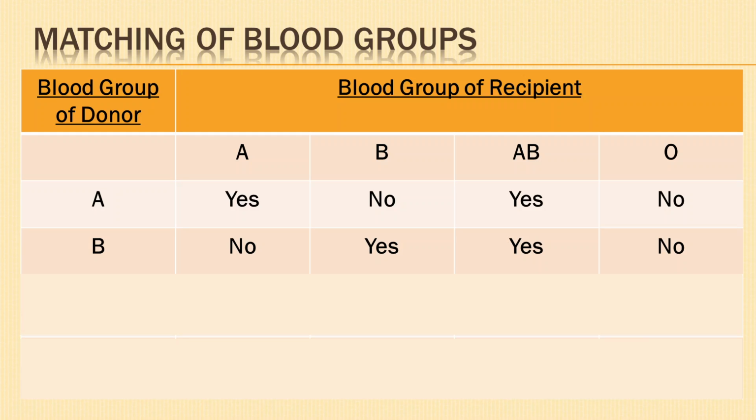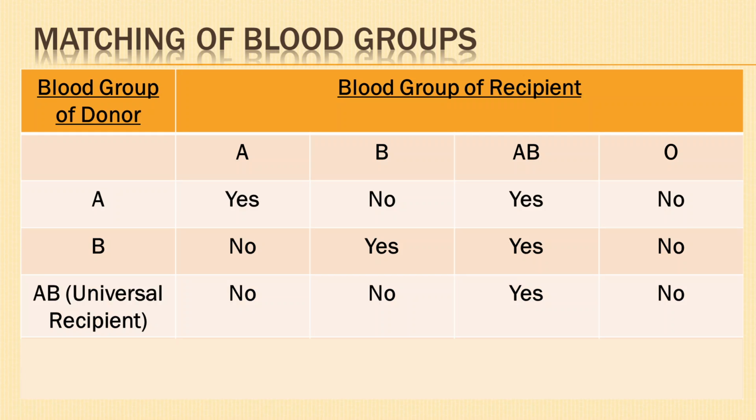The blood of B group can be given to a person with B and AB group. The blood of AB group can only be given to AB group, but a person with AB type of blood can receive blood from all types and is therefore called a universal recipient or universal acceptor.